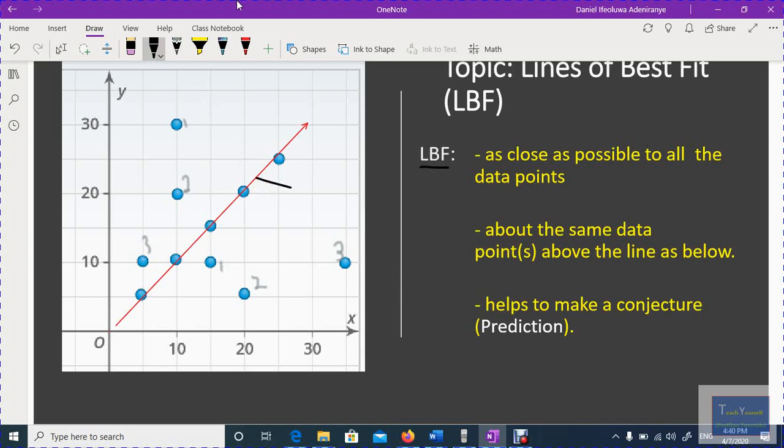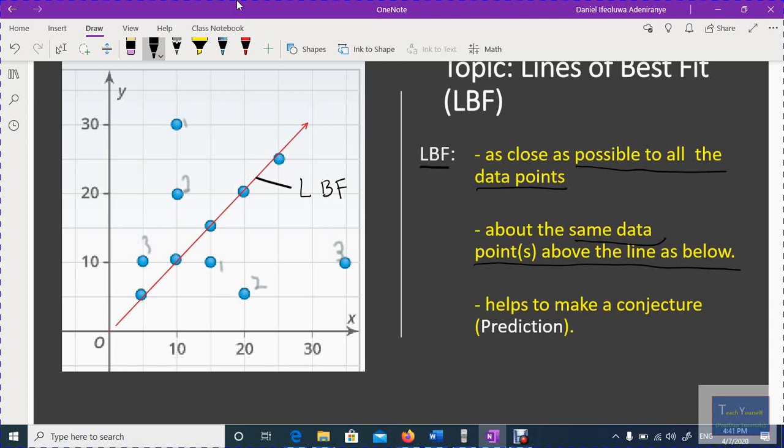This red line is our line of best fit, as it has fulfilled point number 2, which says about the same data points above the line as below. We have 3 points above the line and 3 points below the line. And as we can see, it is also as close as possible to all the data points, the red line, our line of best fit. So this is how you determine a line of best fit.